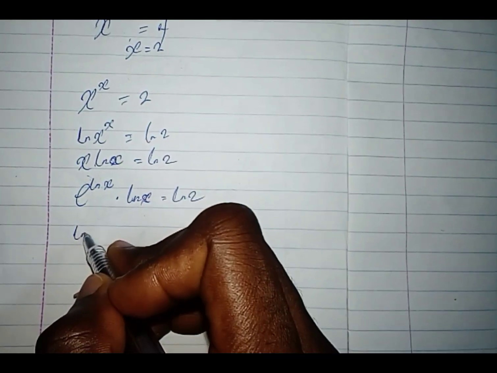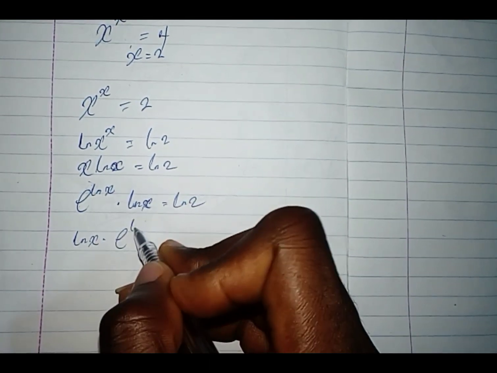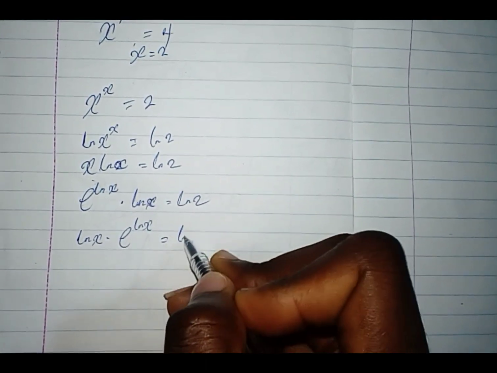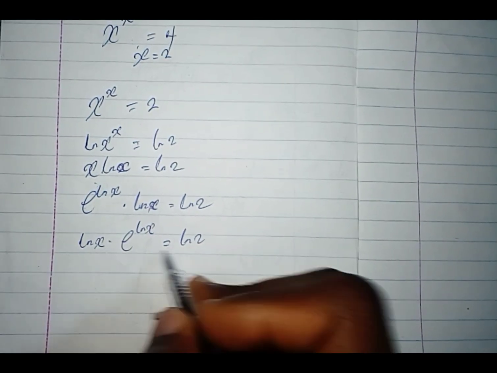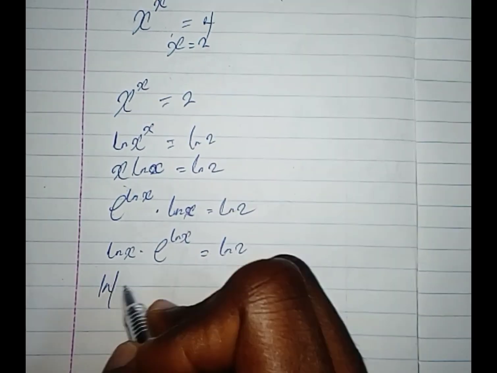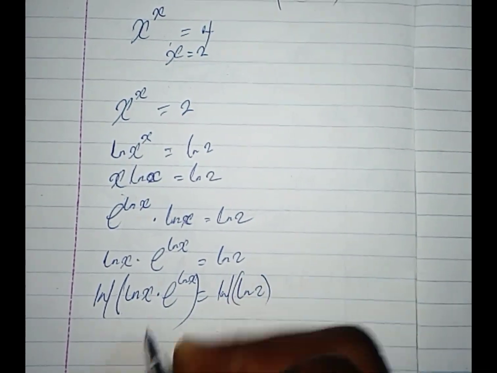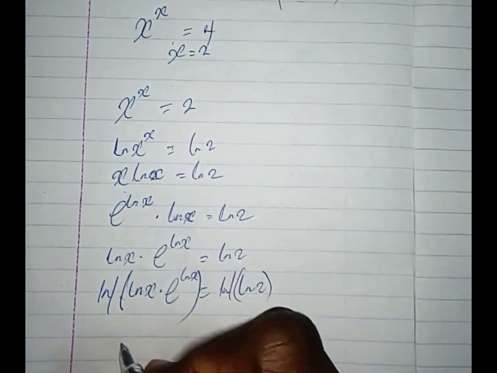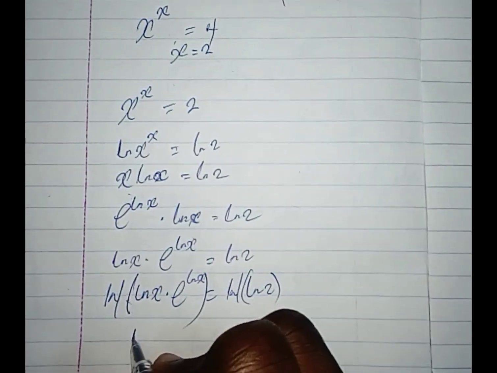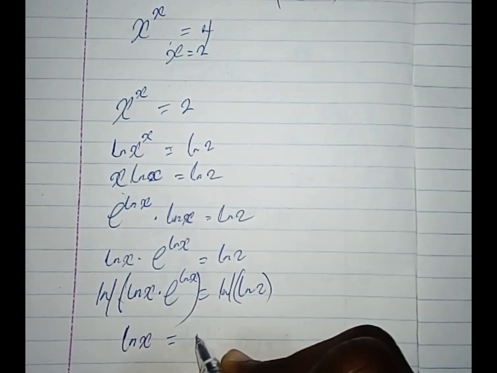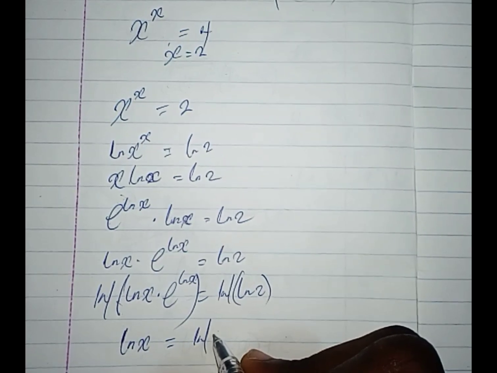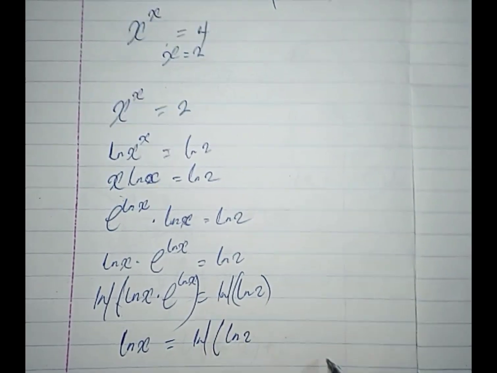So this is like ln x multiplying e to the ln x, and this is ln 2. So taking the Lambert function of both sides, I say the Lambert function of this, ln x times e to the ln x, is equal to the Lambert function of ln 2, right? Now we already know what we have to get here. This part, the left part, should be equal to ln x. And this is equal to the Lambert function of ln 2.